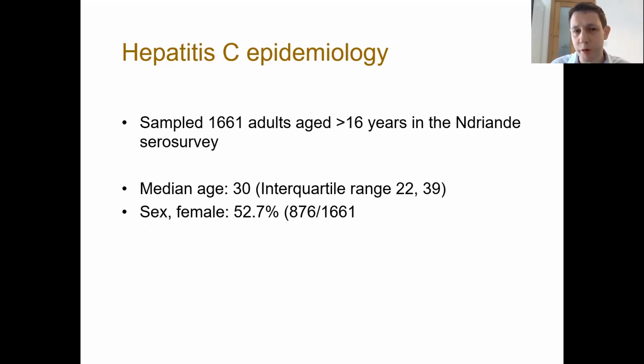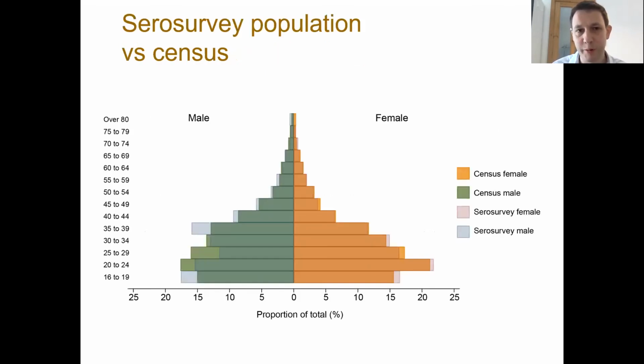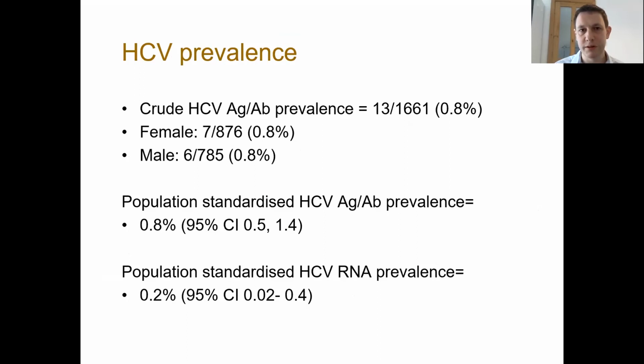So in total from the census population of 100,000 individuals, we sampled 1,661 aged over 16 years. And the median age of the sample was 30 years and 52% female. And this just shows the relationship between the census population in green and orange and the serosurvey population in the lighter colors of blue and pink. And it shows that there's a close match between the population distribution of the census and the serosurvey.